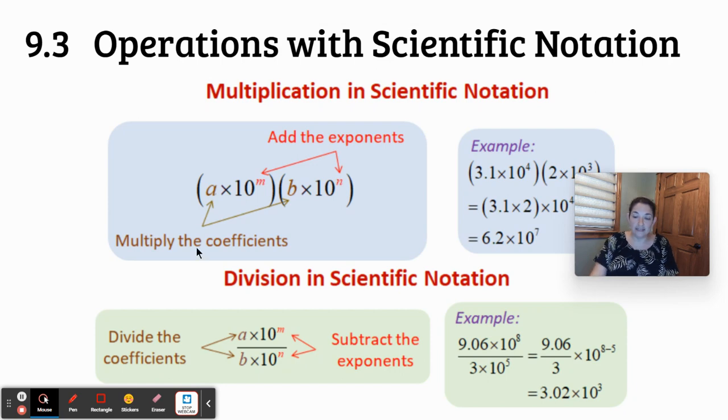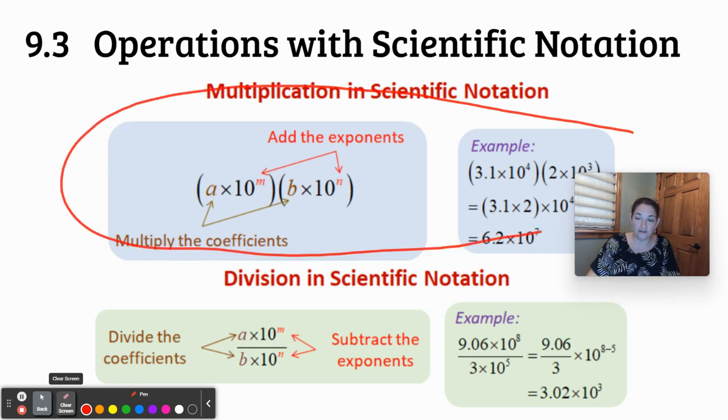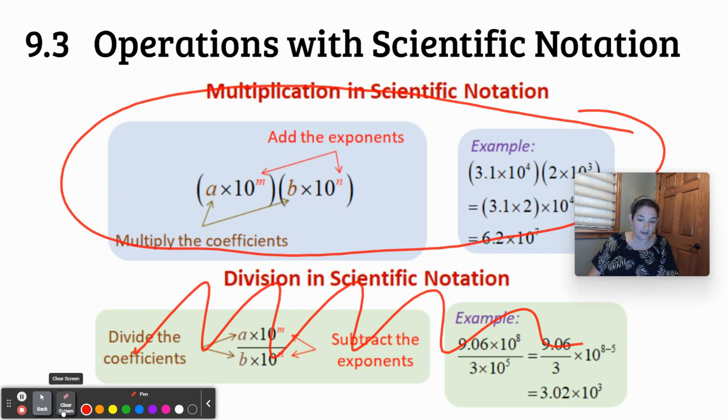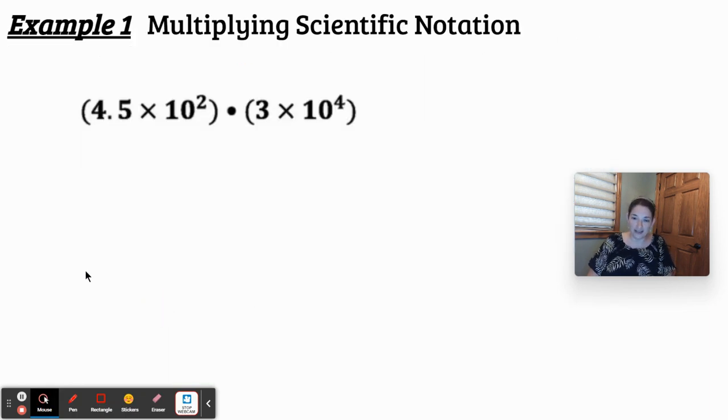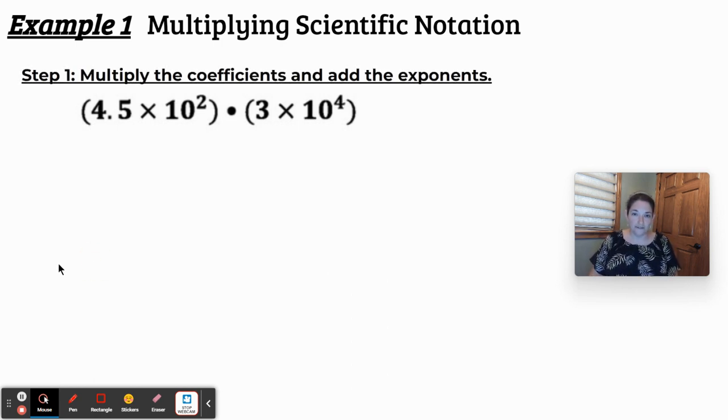So let's say we're going to take a look at the top here. Okay, so this part right here, we're going to focus on this. Don't worry about the division of scientific notation. That'll be for a later time, okay? Let's focus on that top part. Okay, so here are the steps, all right? So watch this, okay? This example here is going to be one that I just show you the steps on. We'll practice the next one together, but for now, just watch. Your first step is going to be to multiply the coefficients and add the exponents.